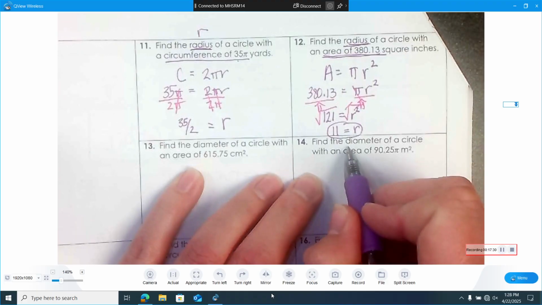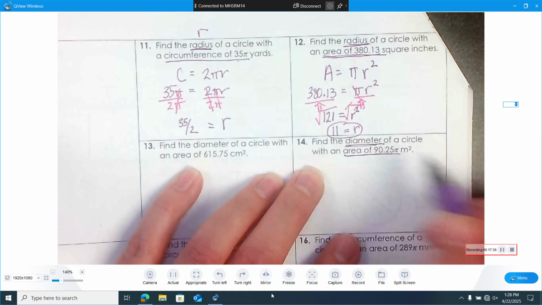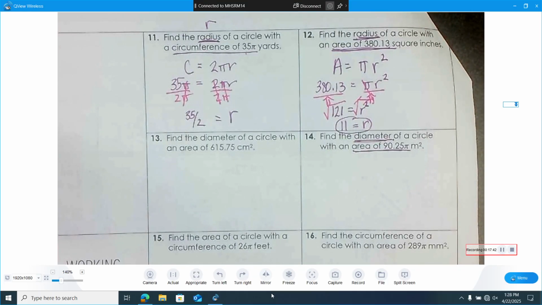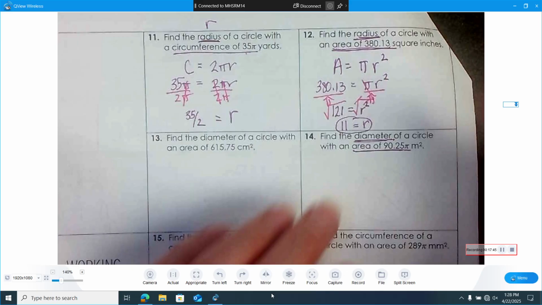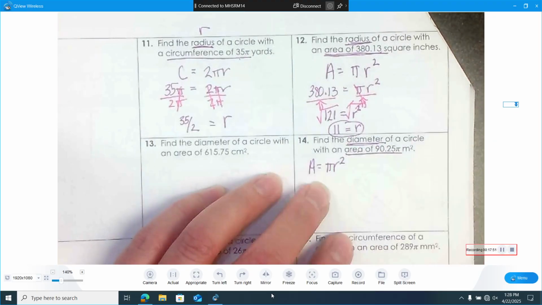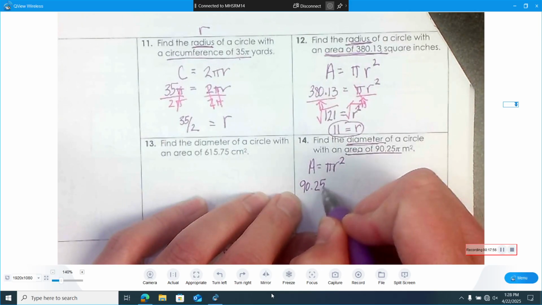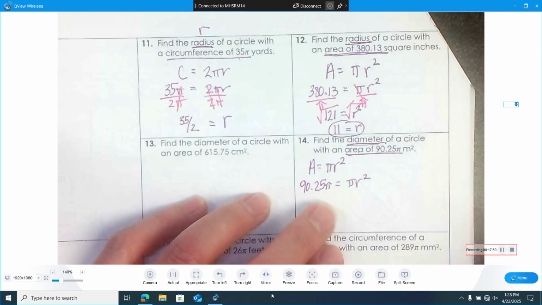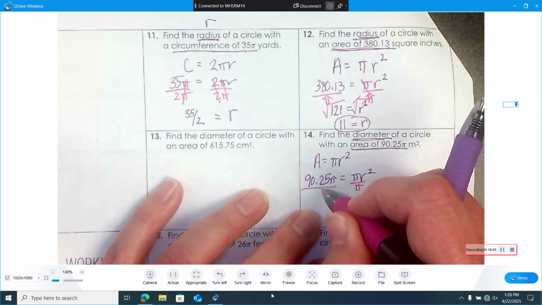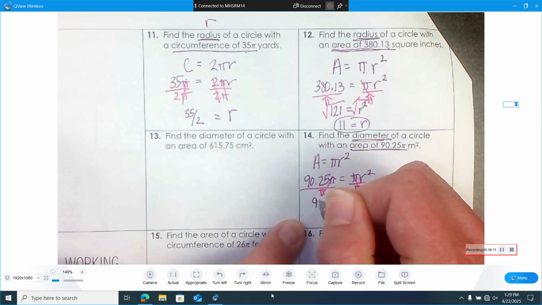All right, now this says, find the diameter of a circle with an area of 90.25 pi. What formula are we going to use? Area. We still have to use area. So pi r squared. And in place of A, we have 90.25 pi equals pi r squared. And then what do we need to do? Divide by pi. Hey, they go away. That's handy dandy. And so then I have the radius squared equals 90.25.